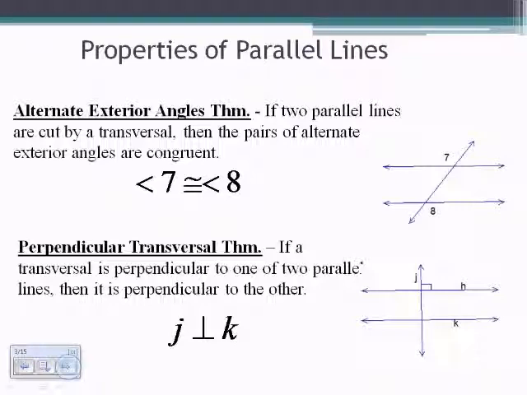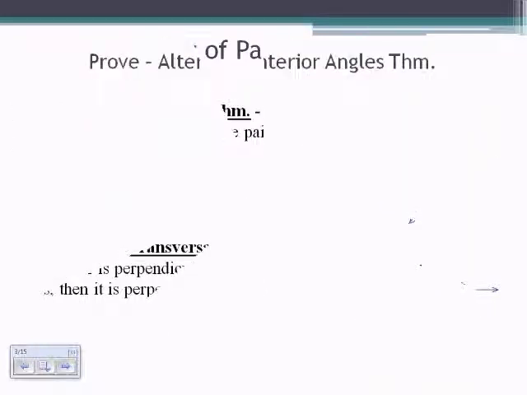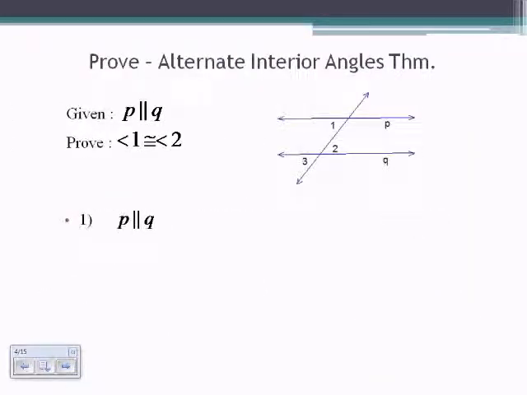Alright, let's apply these examples then. Proving the alternate interior angles theorem, we are given that P is parallel to Q, and we want to prove that angle 1 and angle 2 are congruent. We start with the given, always, with our two column proofs. We have P parallel to Q, and the reason is given.